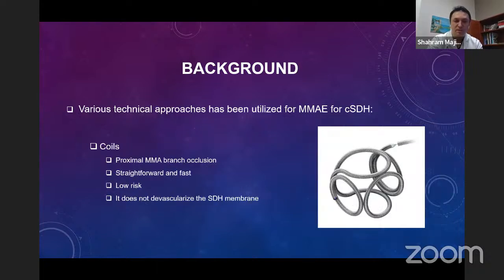The other embolic material which has been used is coils. Coils can be used for proximal occlusion of the main trunk of the middle meningeal artery. They're straightforward and fast to use. They're low risk because they're not going to migrate or diffuse into the dangerous anastomoses. However, as you can imagine, we are not going to fully devascularize the subdural membrane, and the membrane itself might still continue to get blood supply from collateral circulation.